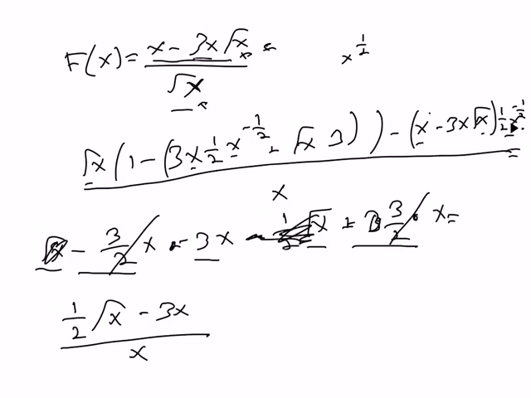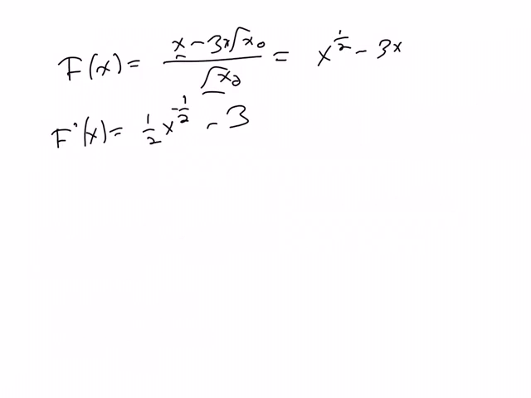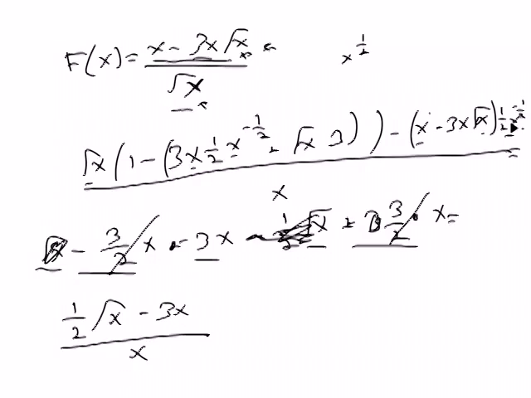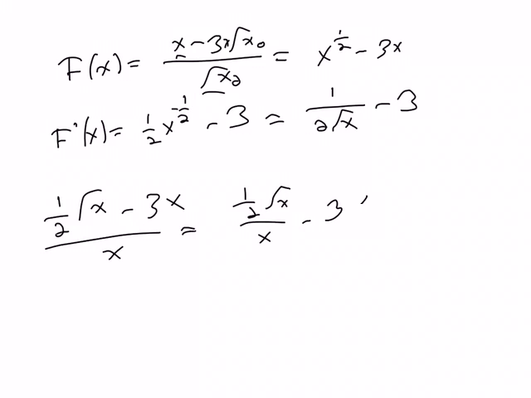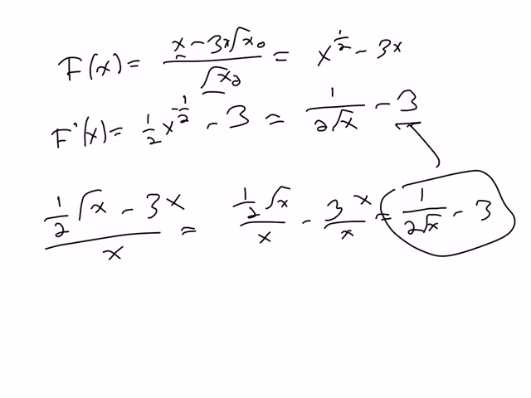So what about the other answer? It's going to be a half. So I believe these two are the same. Minus 3x over x. So right, this is going to give me 1 over 2 square root of x minus 3, and this is going to give me a half square root of x over x minus 3x over x, which is equal to 1 over 2 square root of x minus 3. So our answers are the same.